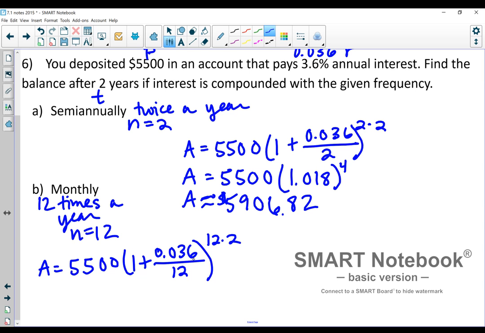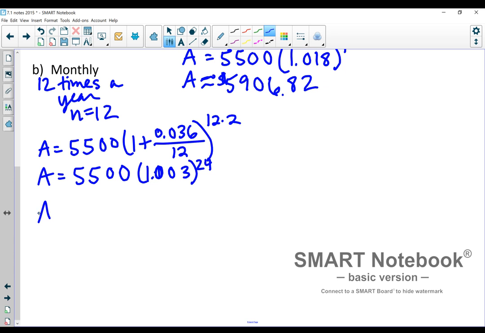So if 0.036 wasn't divisible by 12, I would just leave it. But I can actually divide that. So I'm just going to keep going and simplify a little bit to make it easier to put in my calculator. But if that worked out to be a weird decimal, I wouldn't be doing this. So this will be 1.003. 12 times 2 is 24th power. And so A will equal, remember 2 decimal places again, 5909.97.